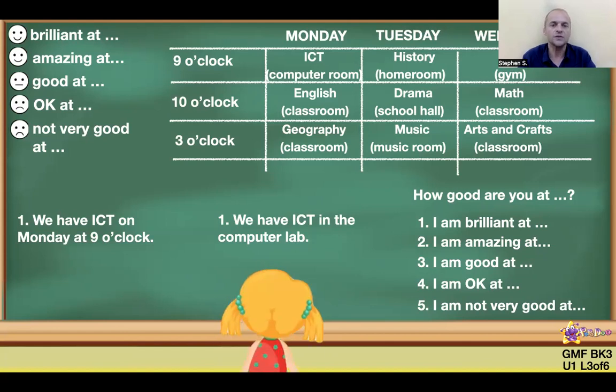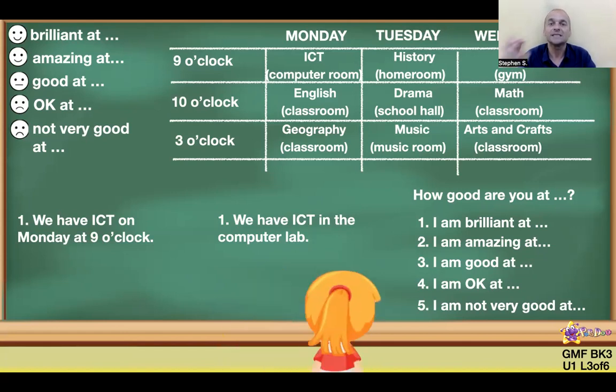You bring your students up again to practice the place. Arts and crafts, we have arts and crafts in the classroom. Good job. Geography, we have geography in the classroom. Good job. History, we have history in the homeroom. Good. So you practice that with your students to make sure that they've got the sentences down correctly and that they're forming them correctly.